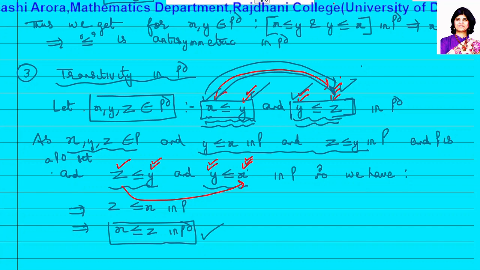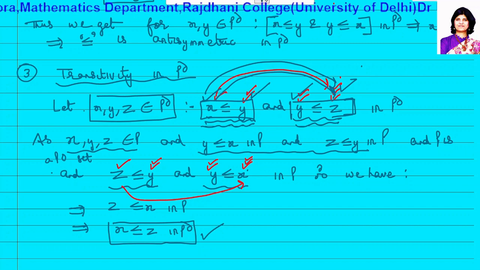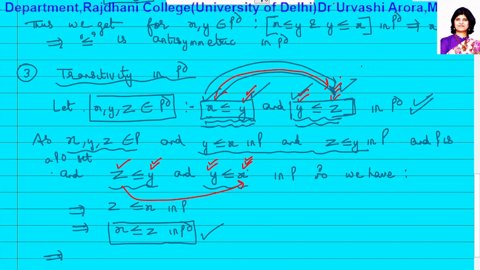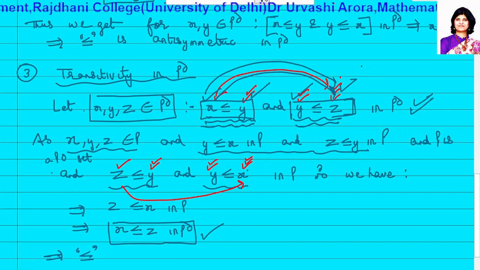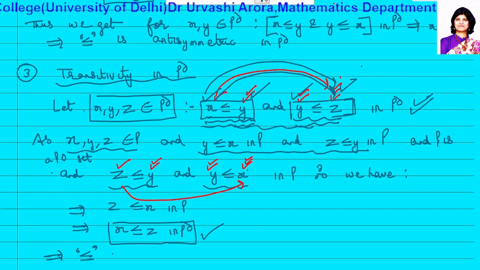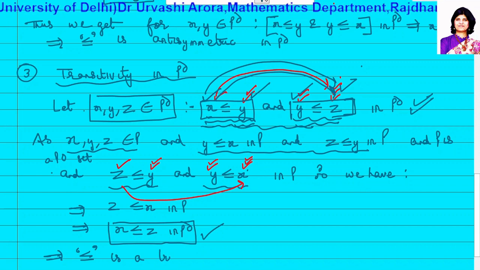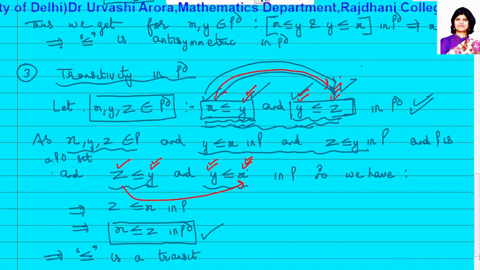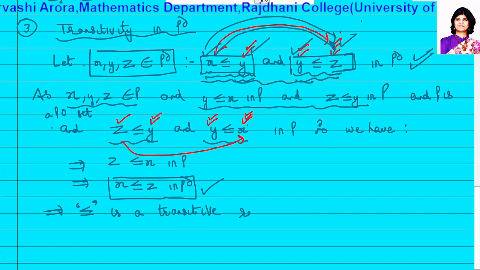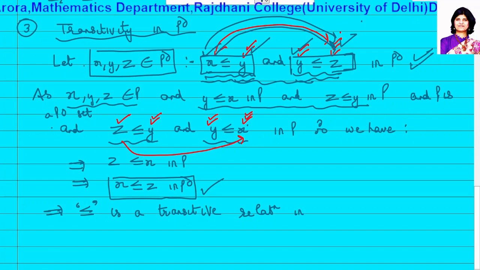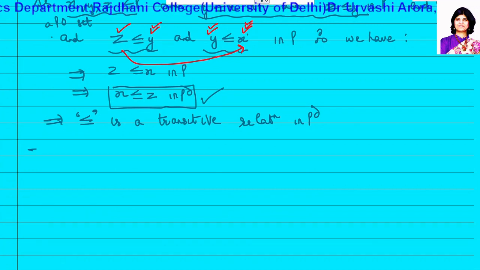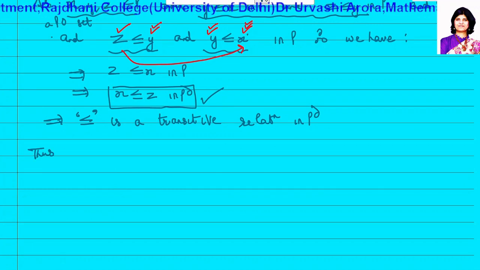So x is related to z in P dual, and because x, y and z were arbitrary elements satisfying these two relations in P dual, this particular relation holds for any set of elements x, y and z satisfying relations like these. So less than or equal to is a transitive relation in P dual, or in other words, transitivity holds in P dual. Thus we have that all three properties are satisfied for P dual to be a PO set.